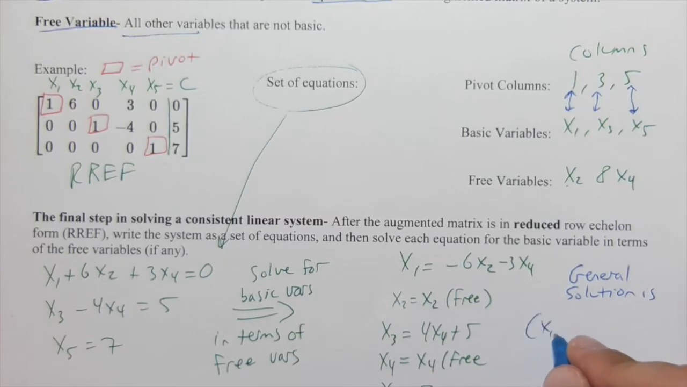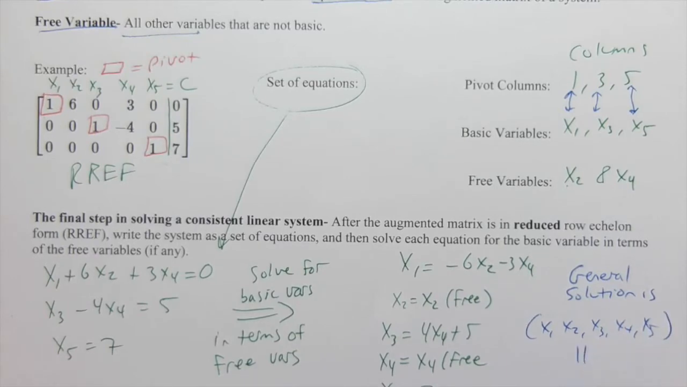So the general solution is x1, x2, x3, x4, x5 equals each one of those things. So x1 is minus 6x2 minus 3x4. x2 is a free variable. x3 is 4x4 plus 5. x4 is a free variable. And x5 was 7. And so that's how we get a general solution for that.